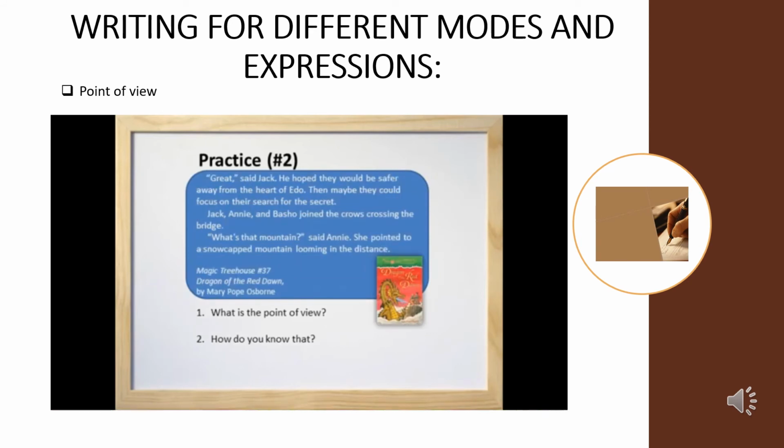Practice number 2. From Magic Tree House number 37, Dragon of the Red Dawn, by Mary Pope Osborne.